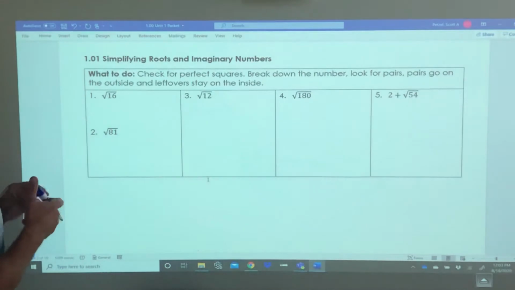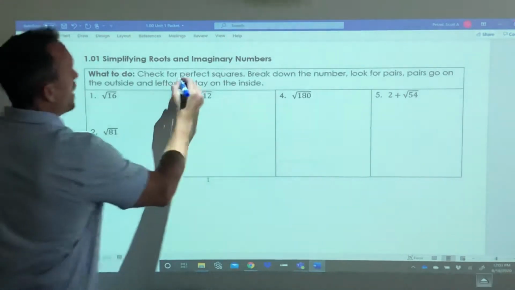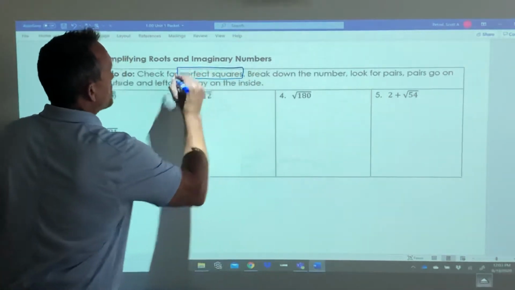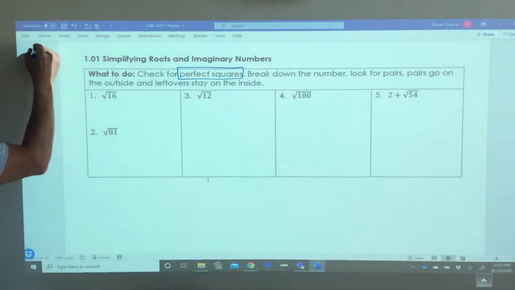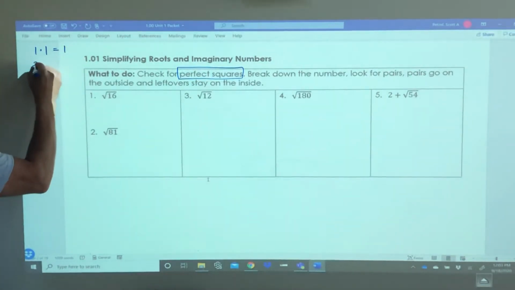Before we start anything, I want to make sure that we're all on the same page with perfect square roots. We need to understand perfect squares. To understand perfect squares, you simply multiply the same number by itself.